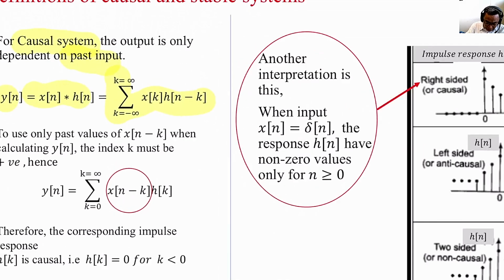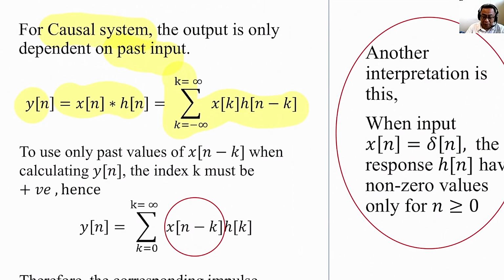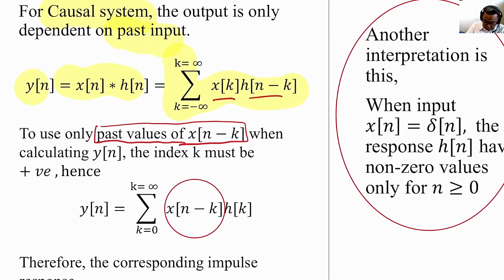then you realize that y of n is dependent on x of k, where k goes from minus infinity to infinity. It's trying to look at all the inputs, and if we are restricted to use only past values of x of n, then we are saying that it must be using x of n minus k. So never mind, let's shift this equation around. X convolved with h of n is the same as h of n convolved with x of n. So now we're writing it in this form.